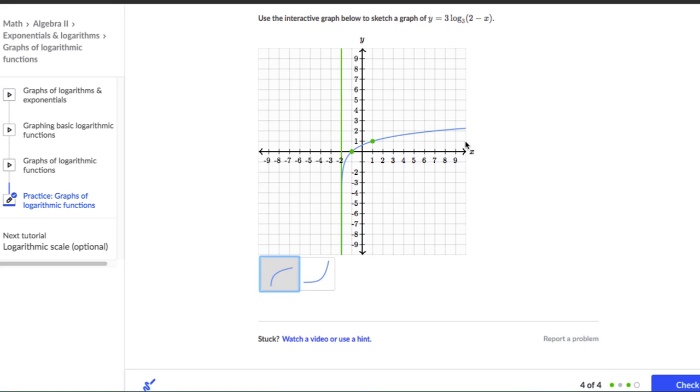Next, flip it over the x-axis. So this was at 2, negative 2. Now it's at positive 2. This was at 1. Now it's over here. I have to switch these two essentially. Multiply the height by 3. This was 1. Now it's up to 3. Anything else? Nope.